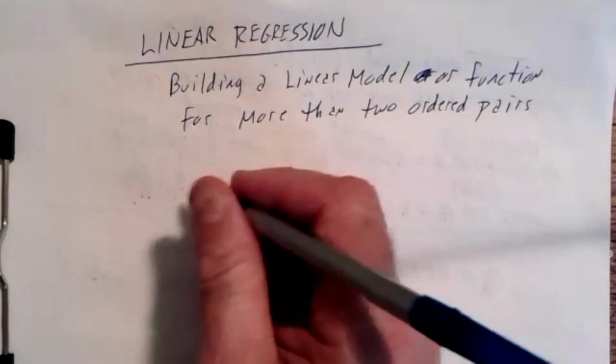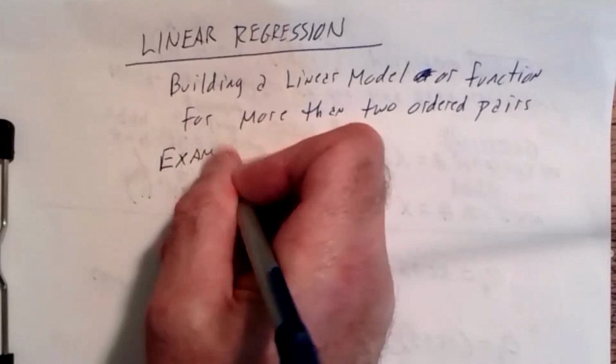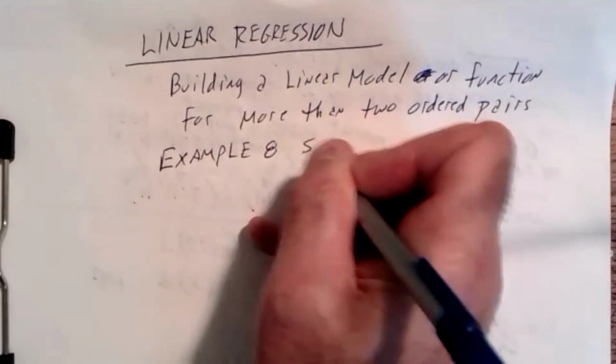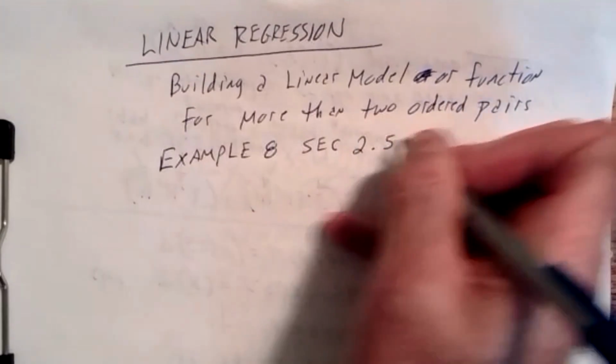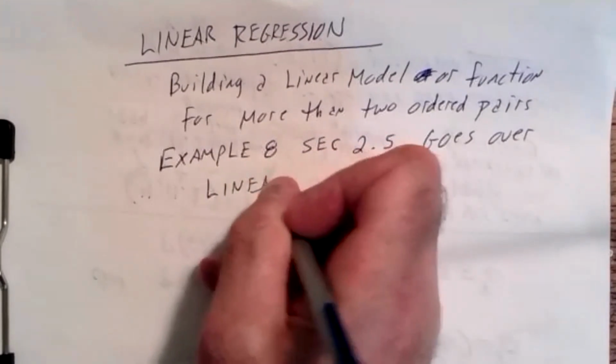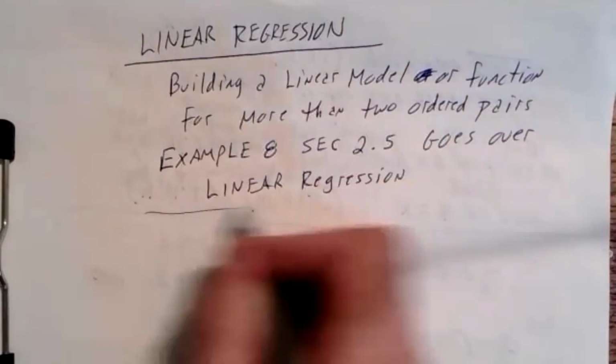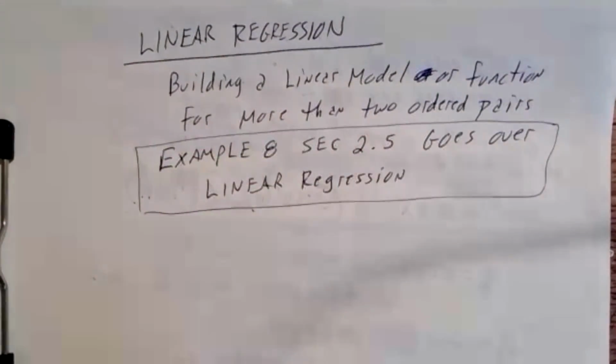And by the way, I want you to study in detail. If you miss any of this that I'm about to go over, example 8 in section 2.5 goes over linear regression. Okay, it goes over in detail how to conduct linear regression on a data set that contains many ordered pairs. Example 8, section 2.5. So if you don't get any of this, if you miss some of this, it's regurgitated for you in example 8, step by step. Okay, let's go to our textbook and try to perform linear regression on a data set.